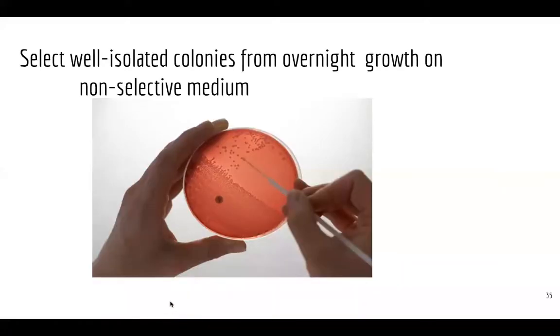Also, you want to look for well isolated colonies. A lot of the time you'll have lots of big streaks where the colonies are right next to each other, but if possible, try and use well isolated colonies if it's from a non-selective medium.